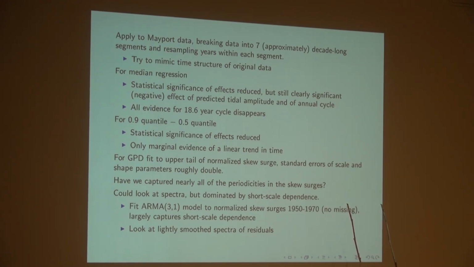So what happens here? I don't want to go into too many details, but one of the things I had added in my regressions is I said, well, I've got 70-something years of data. Why don't I just put in the 18.6-year cycle? That looks statistically significant when I ignored the dependence. Now in this block bootstrapping, it no longer looks statistically significant. Now there's no evidence that the linear trend in time in the shape parameter is significant.